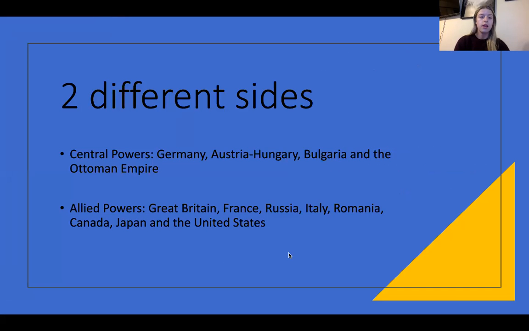Next, we have two different sides during this time. We have the Central Powers and the Allied Powers. The Central Powers are Germany, Austria-Hungary, Bulgaria, and the Ottoman Empire. The Ottoman Empire has not fallen during this time, so they're still a part of the world and in this region. Germany and Austria-Hungary had aligned themselves secretly so that Russia would not know, because Germany was afraid that Russia would find out. Germany declared themselves with Austria-Hungary very early, and Austria-Hungary wanted to declare war because of the assassination of the Archduke.